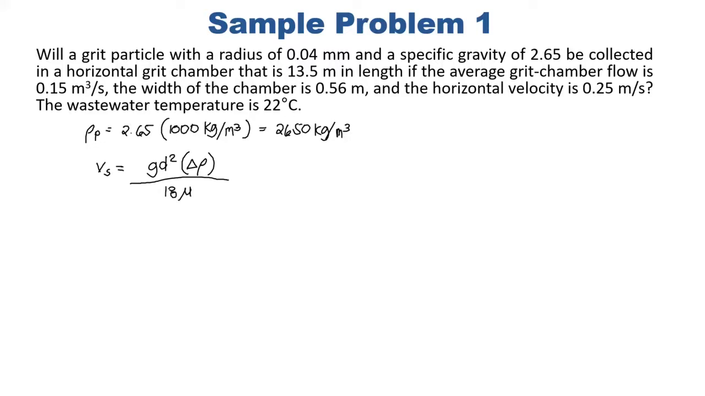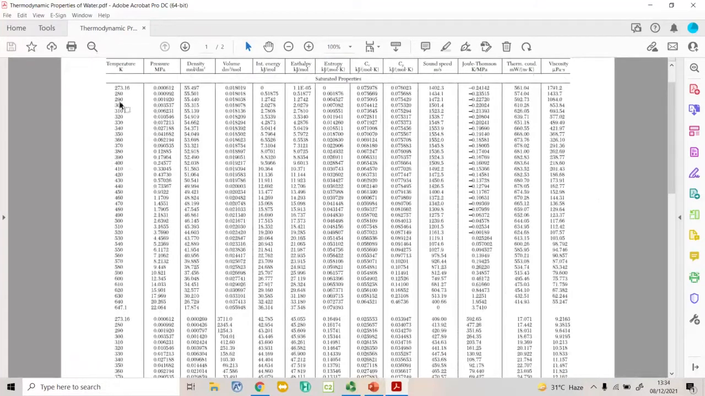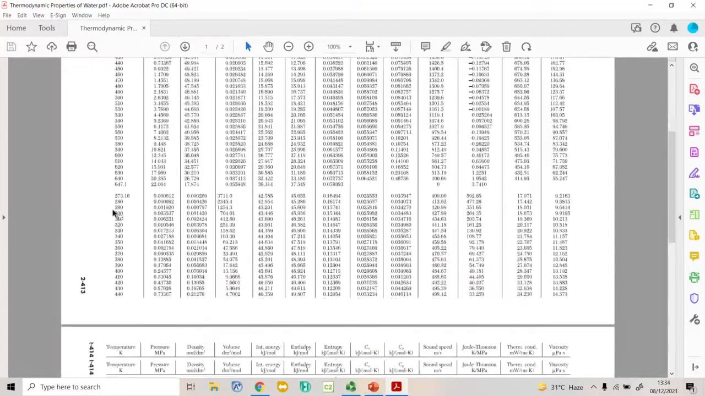Now, in the problem, we don't have a viscosity given, but we are given a temperature of 22 degrees Celsius. So I'm going to show you how to determine the viscosity of wastewater at 22 degrees Celsius using the thermodynamic properties of water. This is the thermodynamic properties of water. If we convert 22 degrees Celsius to Kelvin, it's equivalent to 295.15 Kelvin. The upper part here is the saturated liquid, and this lower part here is the saturated vapor.